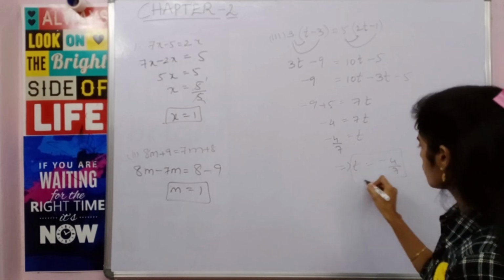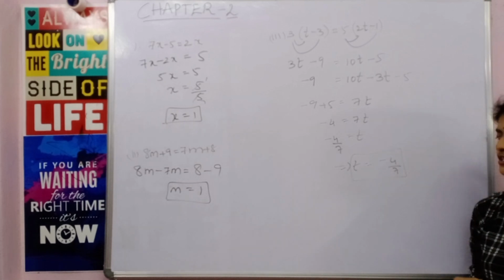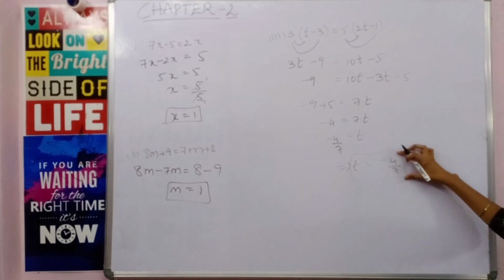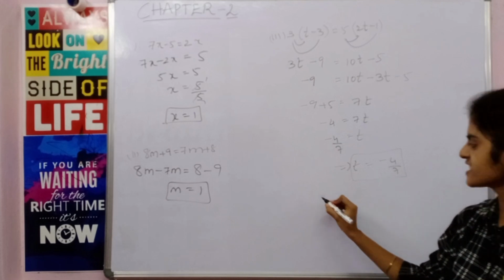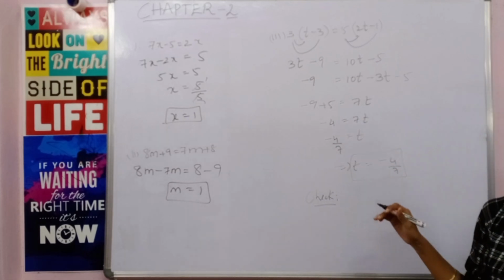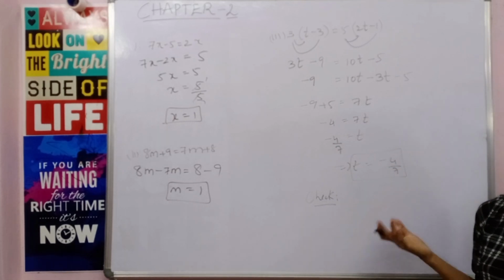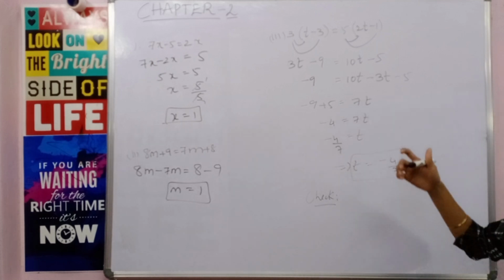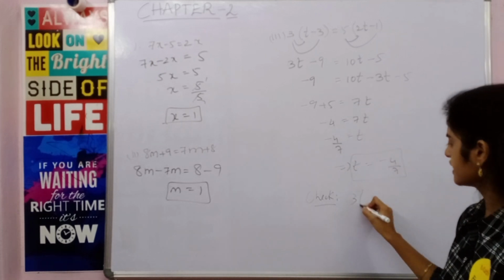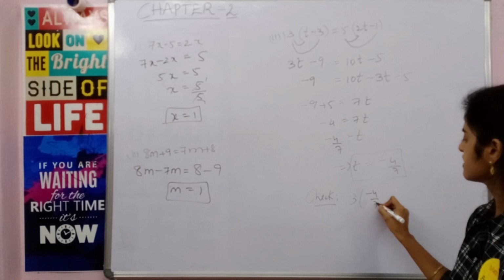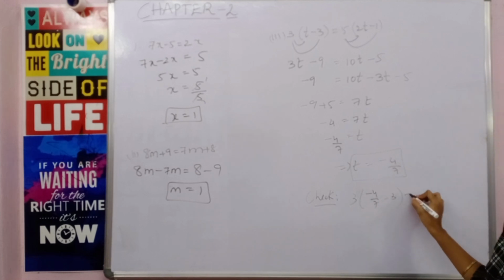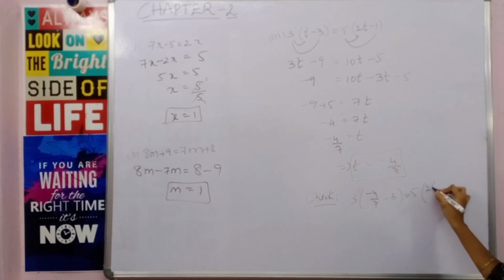So also what you can do is you can check the values which you are getting by just substituting this value here. Okay, let us check it. In the question, if they ask you to check, you will check it. Otherwise, for your confirmation, you can check it in the rough work. Now this is 3 into t, which is minus 4 by 7, minus 3. Okay, so it should be equal to 5 into 2 into t, which is minus 4 by 7, minus 1.